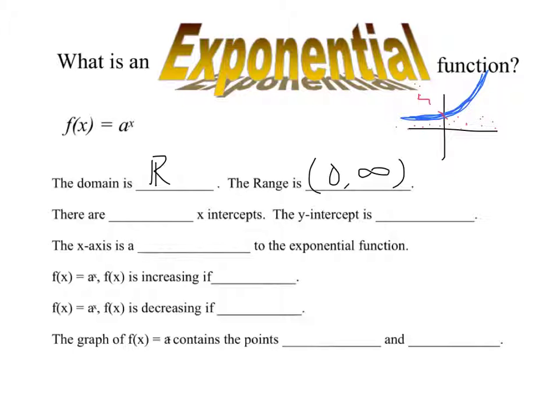Okay, 0 will never be touched because we can make the numbers really small. 2 to the negative 2nd is 1/4. 2 to the negative 3rd is 1/8. 2 to the negative 4th is 1/16. But we'll never get to 0. Well, because of that, there are no x-intercepts. And the y-intercept up here is always 1. The x-axis, we've kind of stated this a couple different ways here. The fact that it never touches 0, that there are no x-intercepts, that makes the x-axis a horizontal asymptote.